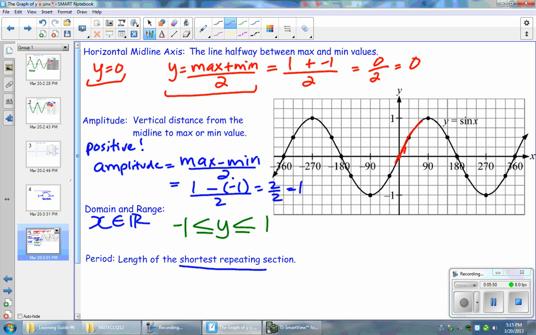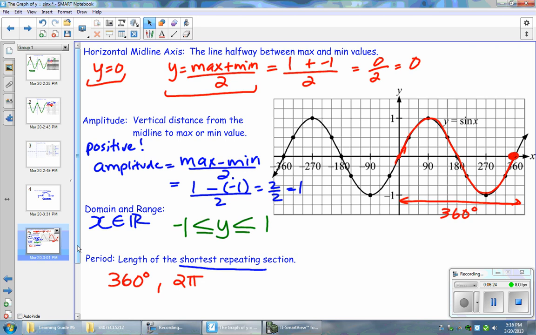So we want to trace along this graph. When does it start to rise again? We're going down, going down, going down, and right at that point right there, we start rising. So we can conclude that the shortest distance of a repetition is going to be 360 degrees for this specific graph. So the period of the sine wave is 360. And if you're working with radians, it's simply going to be stated as 2 pi. So that concludes my lesson on the characteristics of a sinusoidal function.